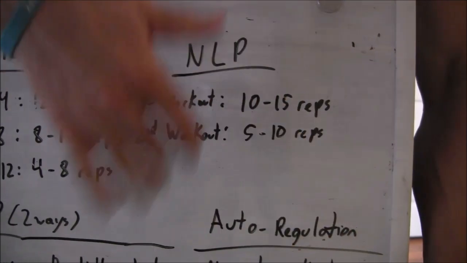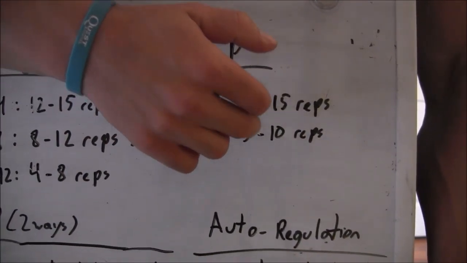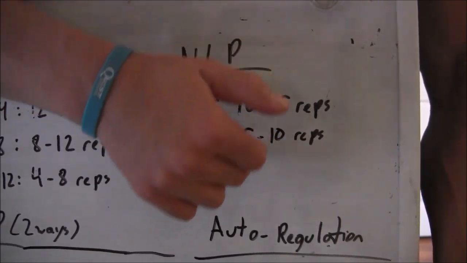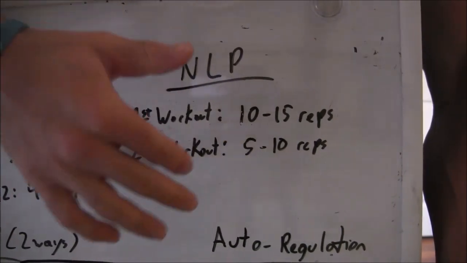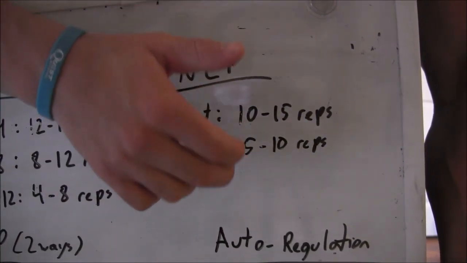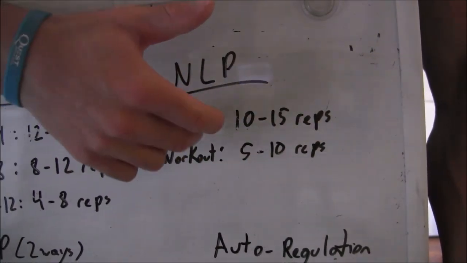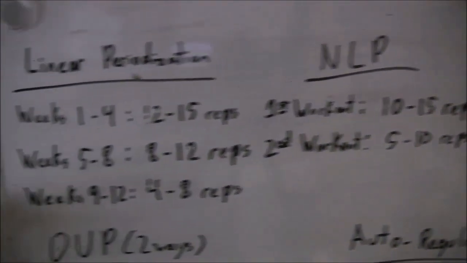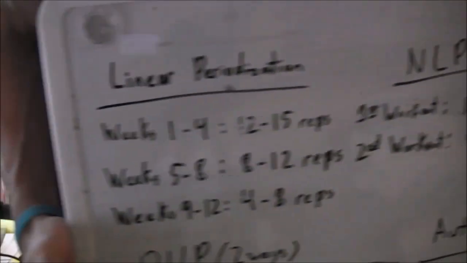Well, you get the benefits of undulating your rep schemes, but since you're doing both simultaneously in the same week, you're not going to lose the adaptations from this rep range when you're doing this one. So you get to keep the adaptations of both. All right, so nonlinear periodization has been shown to be superior to linear periodization. Okay, nonlinear is superior to linear.